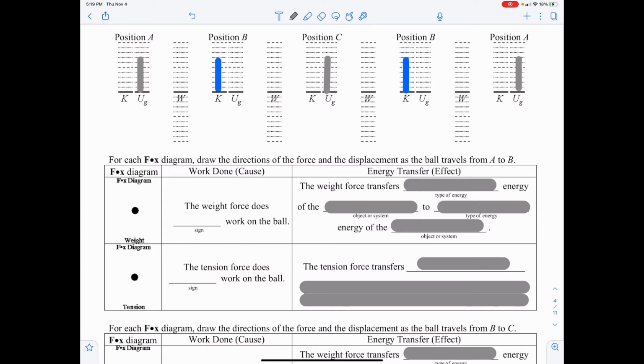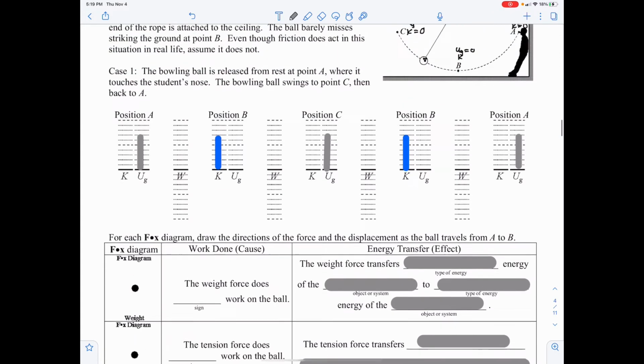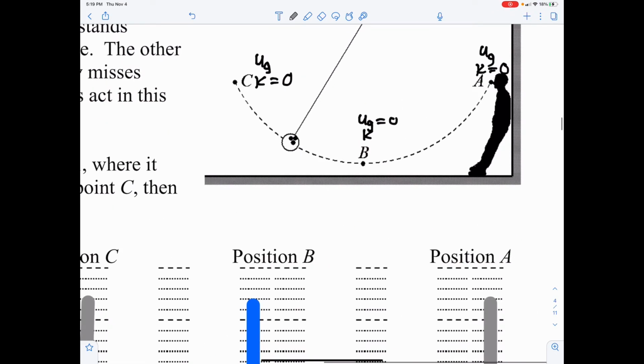In each force displacement diagram, so an FX diagram is called a force displacement diagram, draw the direction of the force and the displacement as the ball travels from A to B. Now, from A to B, the displacement is in that direction, but the weight is going straight down.